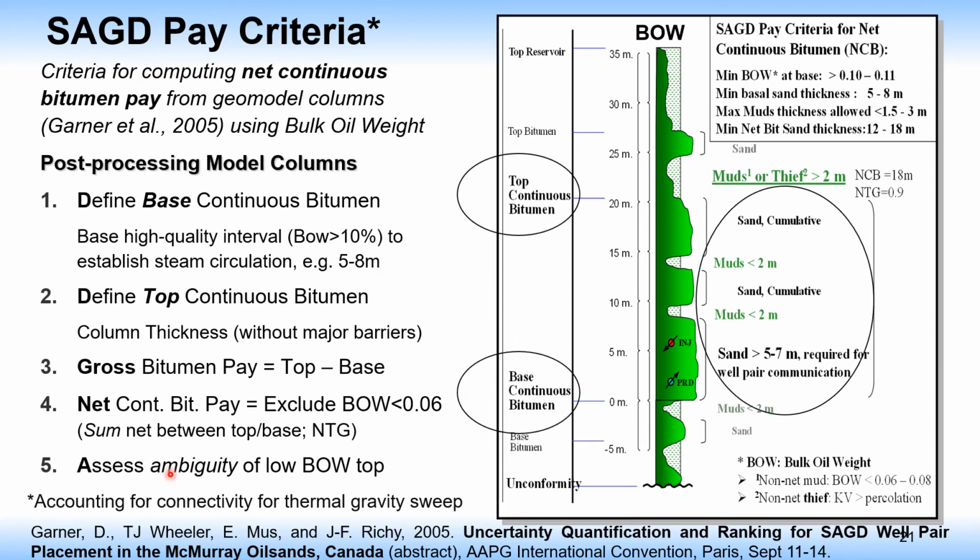We look then for thin. We can ignore thin mud beds. And when we finally get to thicker bulk oil, low bulk oil weight, that's our top. So here we have our top and base. That's our gross, and then we remove these non-net sections, and that gives us the net from the gross.